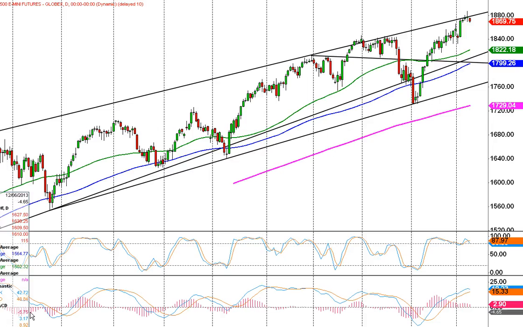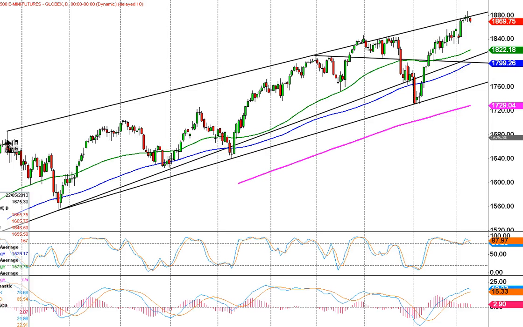E-mini S&P chart I've got here. This goes back to May 2013, so we're just coming up to sort of 10 months on this chart. You can see this trend line we've got here, which we tried to break above just at the end of December, but other than that, the trend lines work really well.